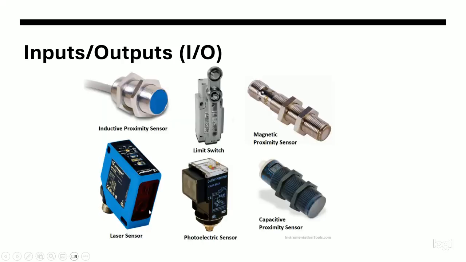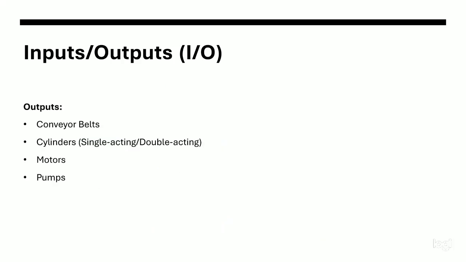And these are also inputs, the other different kinds of inputs. This is an inductive sensor, a laser sensor, a photoelectric sensor, a limit switch, which I'm sure you're familiar with, a magnetic proximity sensor, which I'm also sure you're familiar with, and a capacitive proximity sensor. These are the different kinds of sensors. There are more sensors, obviously, but this is just an example of the ones I use. If you want to find out about them, you should also do research.